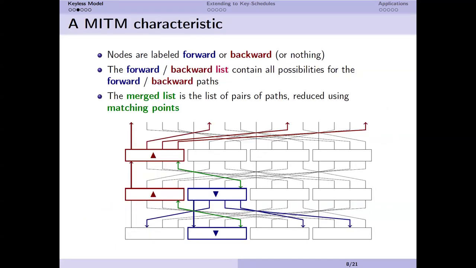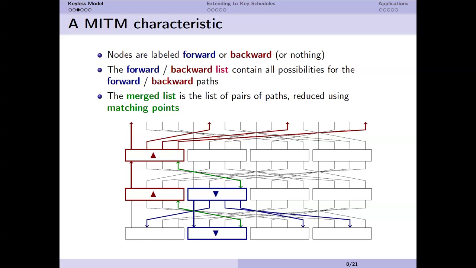A meet-in-the-middle characteristic is defined by a labeling of nodes, which are either forwards or backwards, or nothing, if we don't put them in the path. And we're going to define the list of all possible assignments of values to the nodes in the forward path and the backward path. And finally, we're going to define a list which simply says the merge list between the two. And this is a list of pairs of paths that match at the matching points.